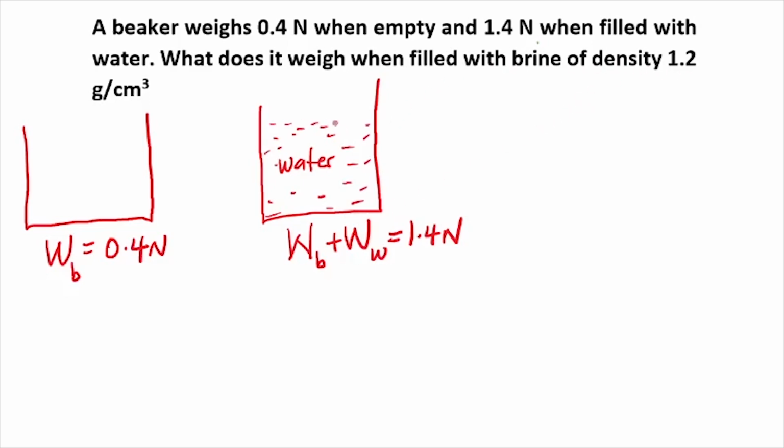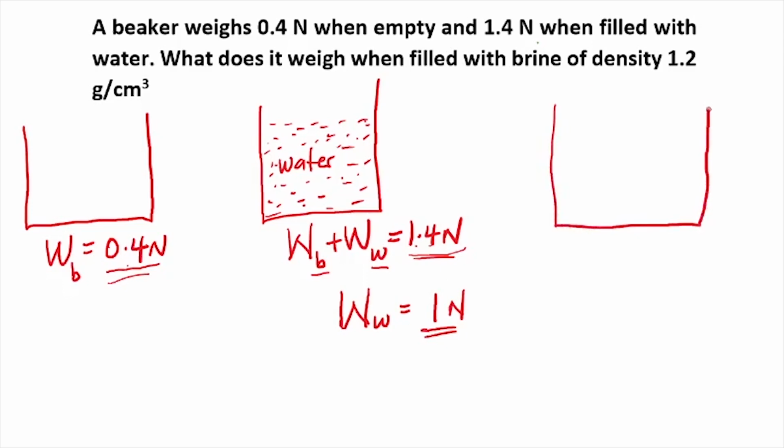So first of all, before we go to the brine, we're able to extract some extra information here. If the weight of the beaker plus the weight of the water is going to give us 1.4 newtons, therefore we can actually go ahead and find the weight of the water itself. To get the weight of the water itself, it's going to be the 1.4 minus the weight of the beaker when it is empty. So 1.4 minus 0.4 gives us 1 newton. So 1 newton is the weight of the water. Okay, so now let's go and find what it weighs when it is filled with brine of density 1.2 grams per cc.